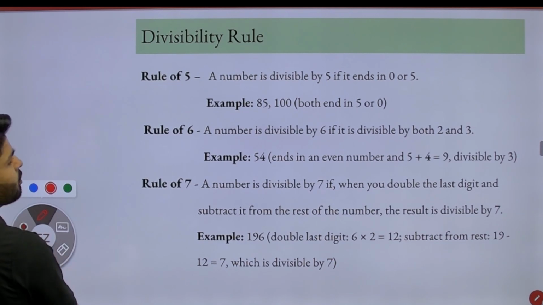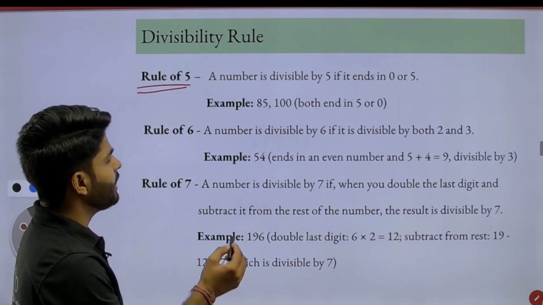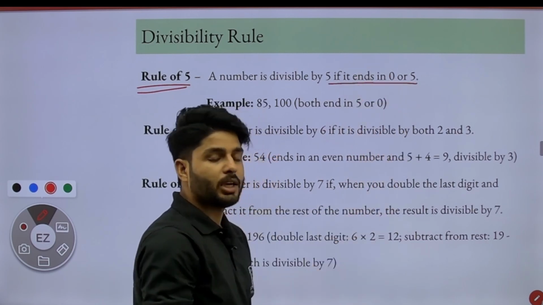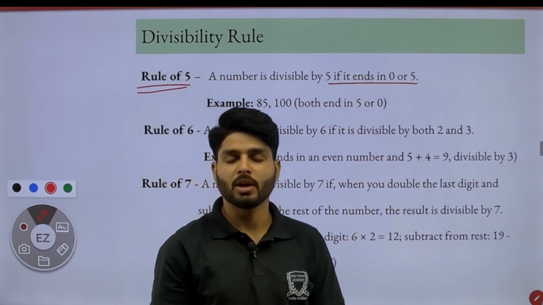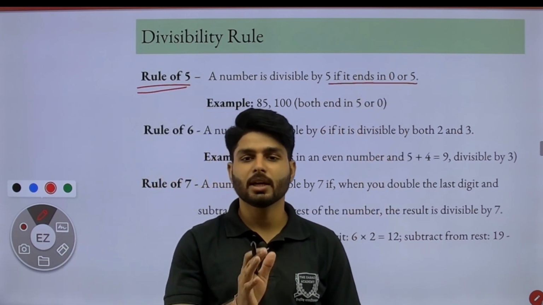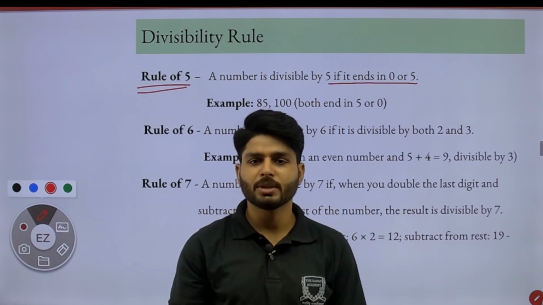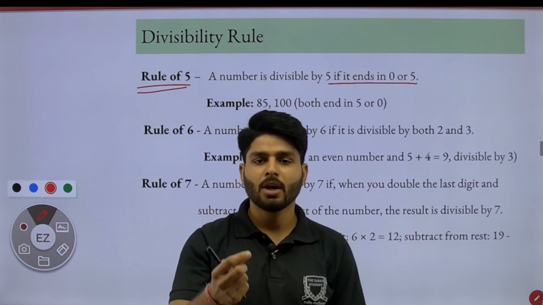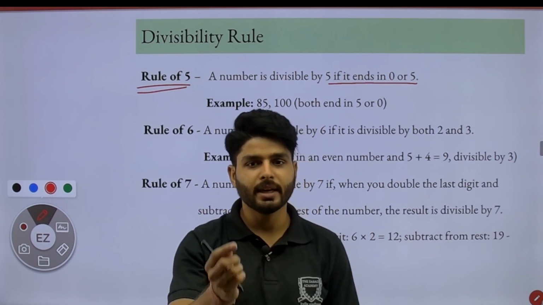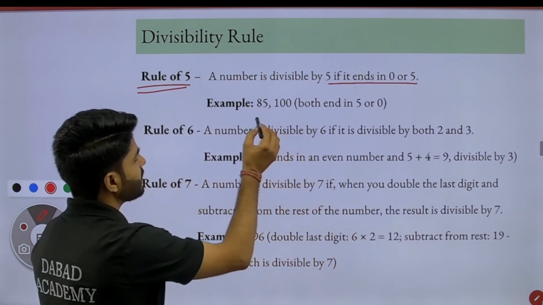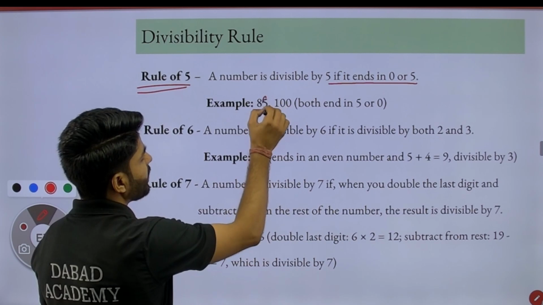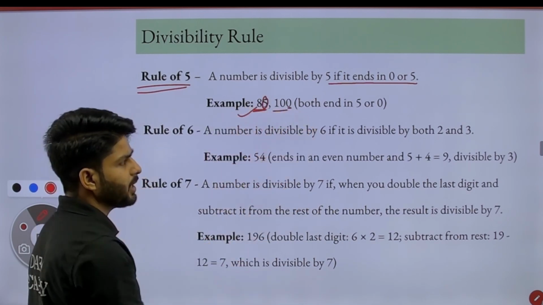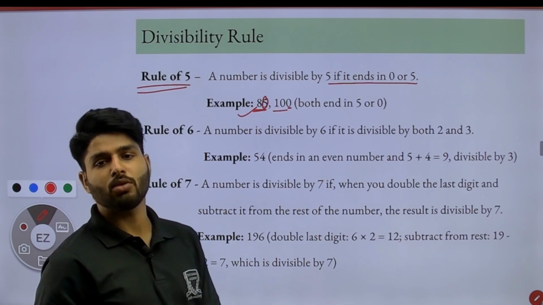So the next divisibility rule is the rule of 5. A number is divisible by 5 if it ends in 0 or 5. If we want, we can observe the table of 5, that is 5, 10, 15, 20. Its unit place is either 0 or 5. Like this number is 85, its unit place is 5, so this number is divisible by 5. We have 100, and in 100 the unit place is 0, so this number is also divisible by 5.